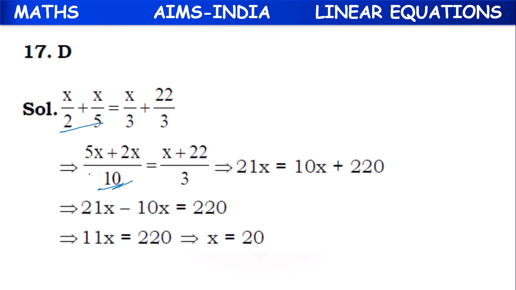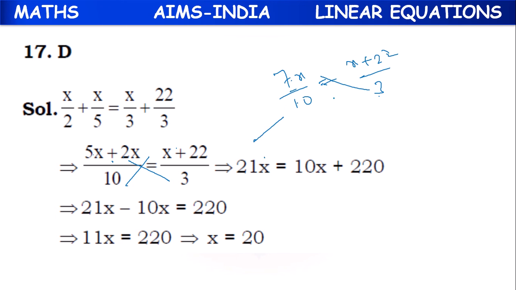So for 2 and 5 the LCM is 10, children. 2 times 5 is 10, 5 into x is 5x; 5 times 2 is 10, 2 into x is 2x. On the right side the LCM is 3, children. 3 and 3, LCM is 3. 3 times 1 is 3, 1 into x is x. 3 times 1 is 3, 1 into 22 is 22. So now we can do cross multiplication. Here 5x plus 2x means 7x by 10 equal to x plus 22/3 on the right hand side. If we do cross multiplication, 3 into 7x is 21x. 10 into x is 10x. 10 into 22 is 220.